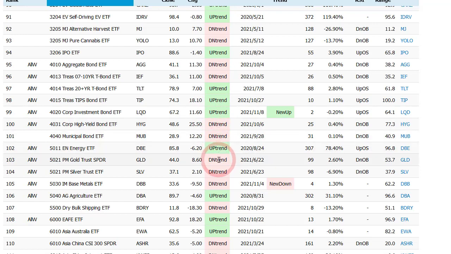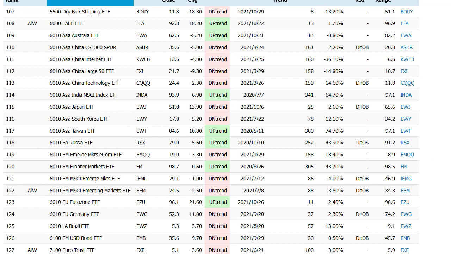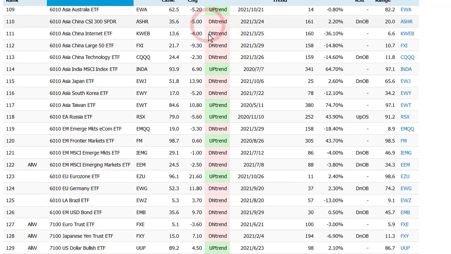We can see gold is still in a downtrend, but it's breaking out on the price chart and maybe triggering an uptrend signal this week. And then we can see agriculture is in an uptrend. DBA is strong. And then we get down to the foreign market ETFs, and we can see mostly downtrends there. India is in an uptrend. Taiwan, Russia, frontier markets, and the Eurozone ETF is in an uptrend, even though Germany is in a downtrend.